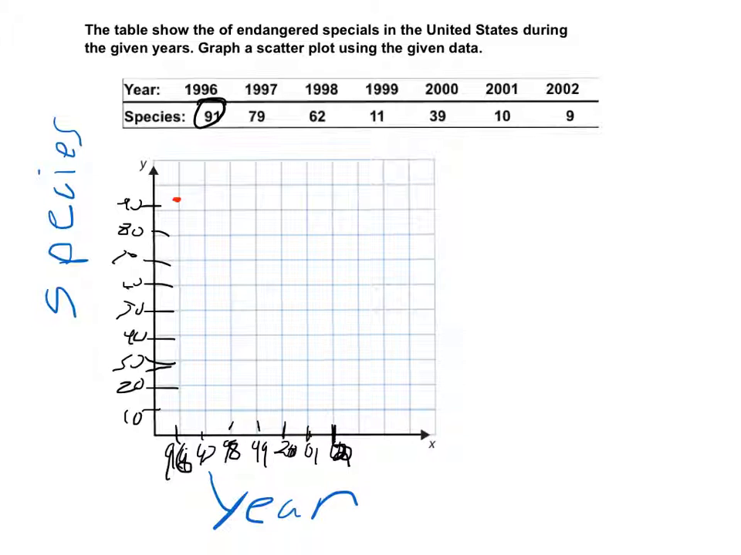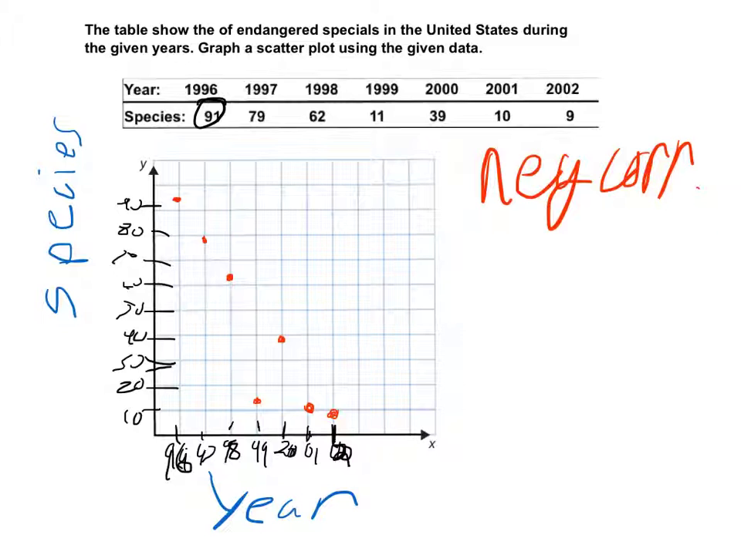97, 79. Around there. 98, 62. So that's basically right there. 99, oh, it drops to 11. So it's right there. 2000, 39. So it goes back up a little bit. 2001, 10. 2002, 9. So by looking at this graph, you can tell that it is a negative correlation.